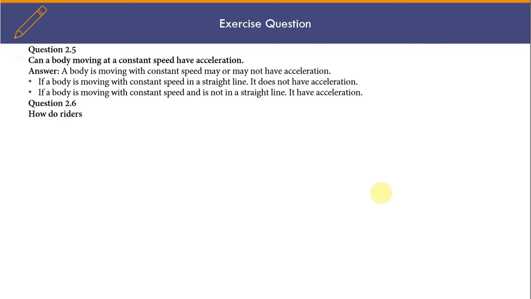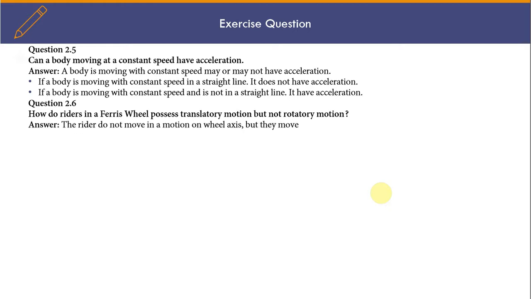Now question 2.6, how do riders in a Ferris wheel possess translatory motion but not rotatory motion? The riders do not move in a motion on wheel axis, but they move in a circular motion. Therefore, they possess translation motion but not rotatory motion. जो राइडर्स फेरिस व्हील के होते हैं वो सर्कुलर मोशन के अंदर मूव करते हैं, ना कि ऑन व्हील एक्सिस. So therefore, they possess translation motion but not rotatory motion.